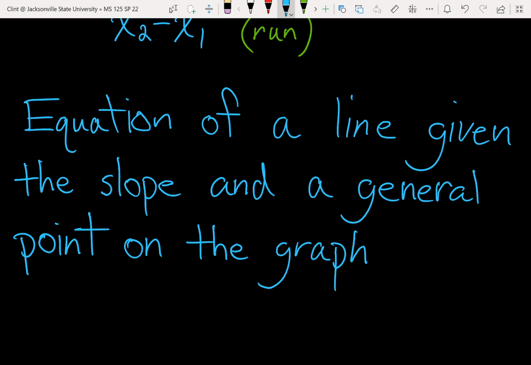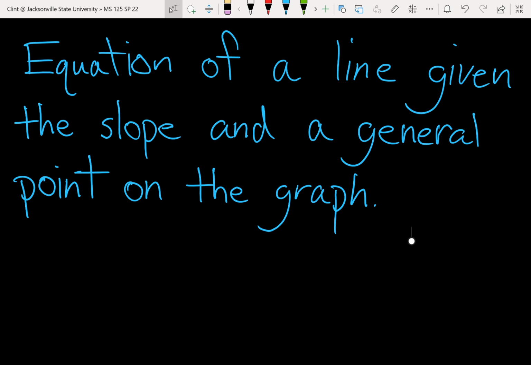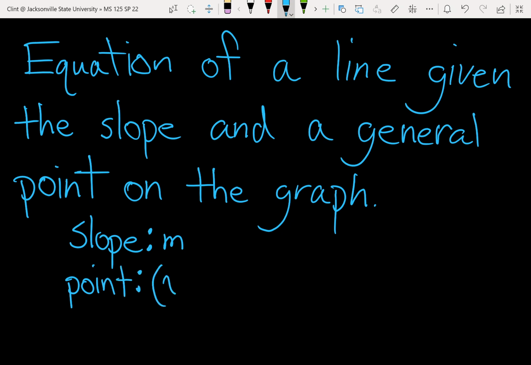But we're not always that lucky. We're not always lucky enough to get the y-intercept. If we don't know the y-intercept specifically, we can still come up with an equation given any point on the graph. So let's see, we'll call the slope m, and our point we'll call x1, y1.